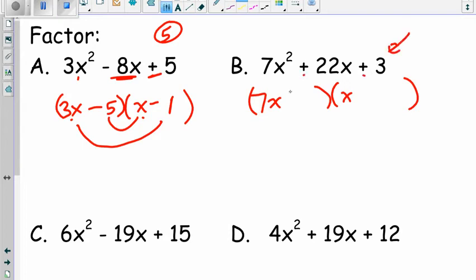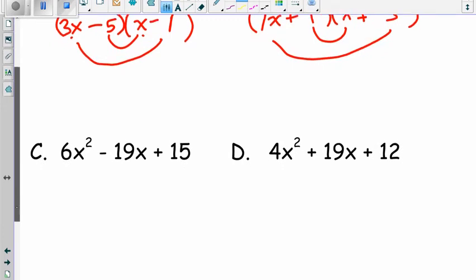Well, I'm looking at my signs. They're both positive. So do I put the 3 here or do I put the 3 here? Well, you have to play with it a little bit. I think you have to put the 3 on the outside and a 1 on the inside. And let's double check. That gives me 1x and 21x. So that's my entire answer.